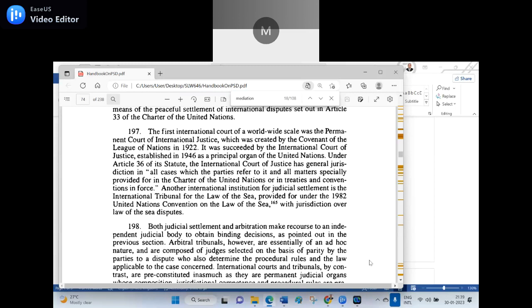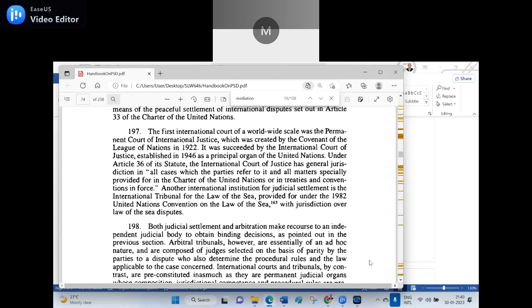Under Article 36 of its statute, the International Court of Justice has general jurisdiction in all cases which the parties refer to it and all matters specially provided for in the Charter of the United Nations. Just before, we saw the Charter, Article 33. In Article 33, any matter can be settled through a judicial organ.